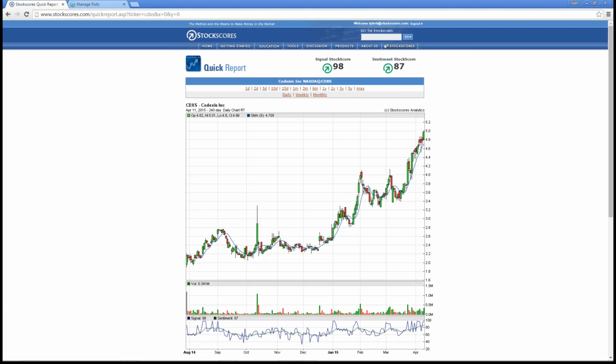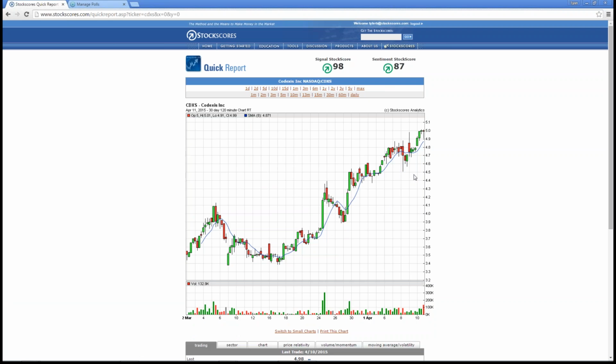CDXS. So in at 479 with a stop at 450. So let's take a look at the 1 month. And I think 450 is a good place to have your stop. I would use a stop on close, so it would have to close below 450. And yeah, I think it's a good hold.